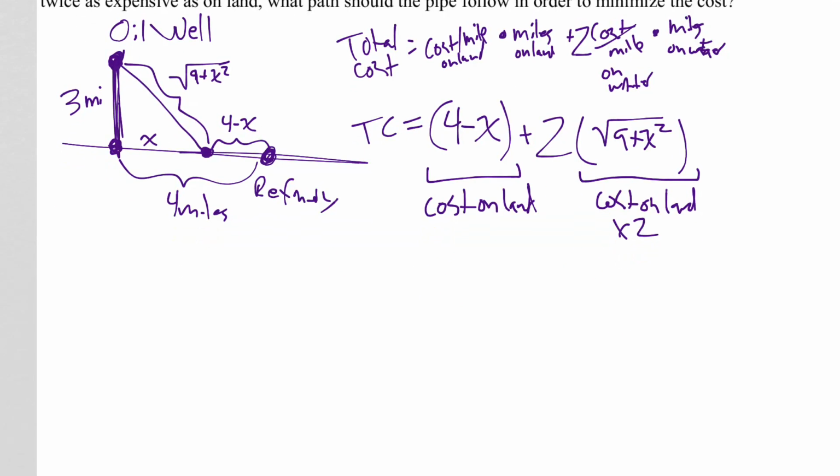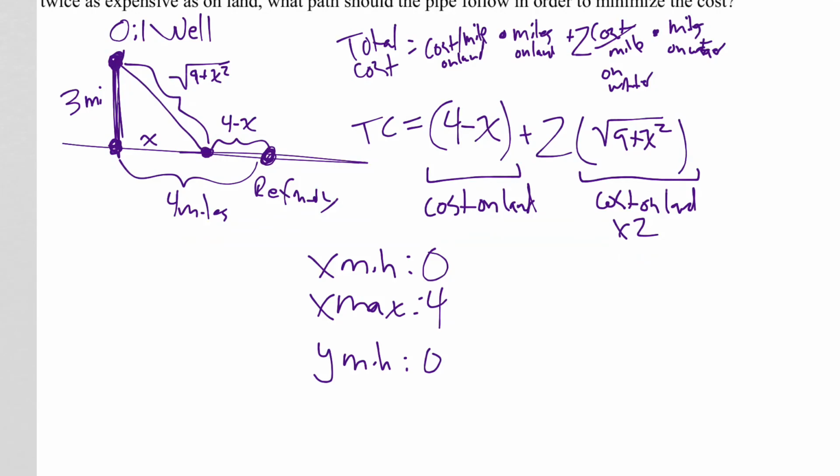So let's go ahead and figure out a good window. X min, again, let's just go 0. X max is 4, because that would be showing us that we're going straight to the refinery. Y min, 0. It's definitely going to be more than 0. Y max is going to be the distance on water times 2. So it's going to be 2 times the square root of 9 plus x squared if we're going straight there. X is 4, so 9 plus 16. And again, you can just type that into your y equals screen. So let's graph this and see what we get.